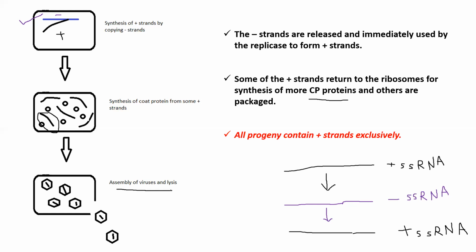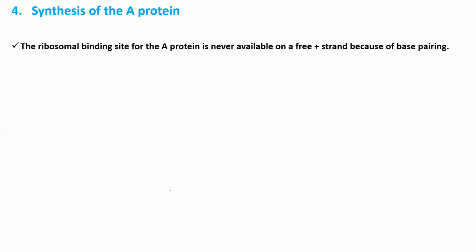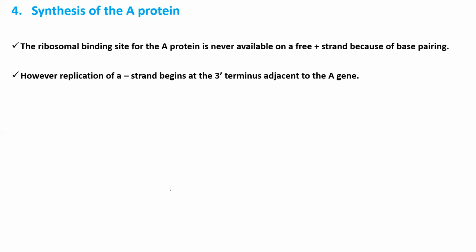So I told you that in the beginning, when the ribosomes translate, coat protein is made, then replicase is also made, but the synthesis of A protein is not yet done. Now the ribosomal binding site for the A protein is never available on a free plus strand because of the secondary structures. You would say that the genetic material of these phages is plus strand RNA. It can directly be translated. What's the big deal? But because of the secondary structures, the ribosomal binding site where the ribosomes can sit for the A protein or A gene is never available on a free plus strand. And this is the reason that the A protein is not synthesized very freely.